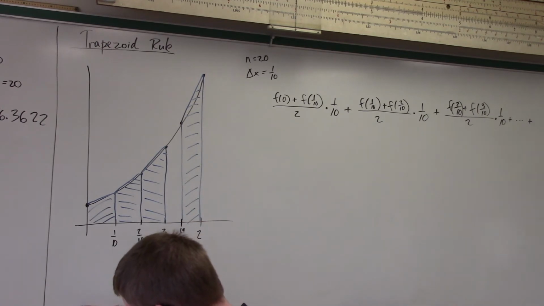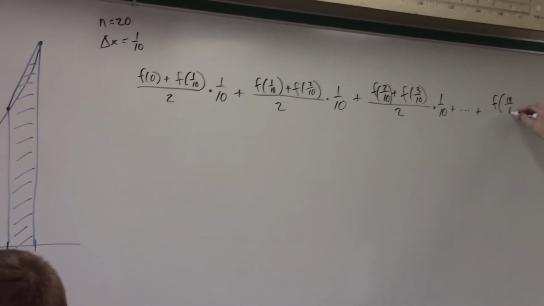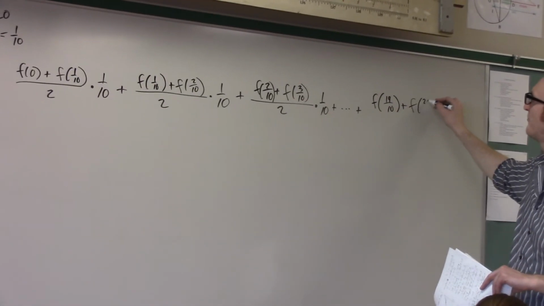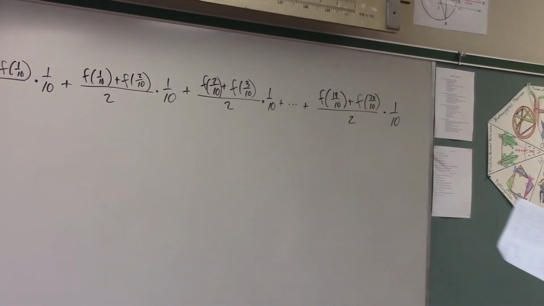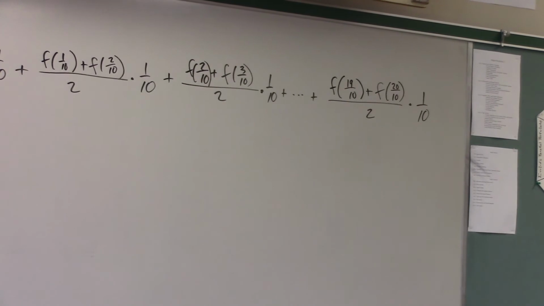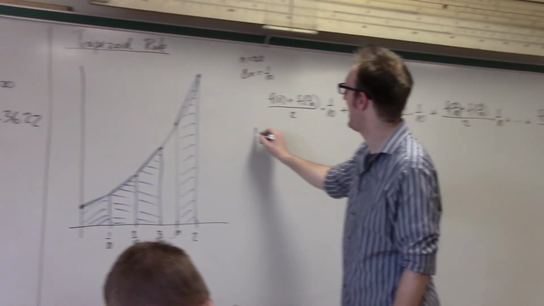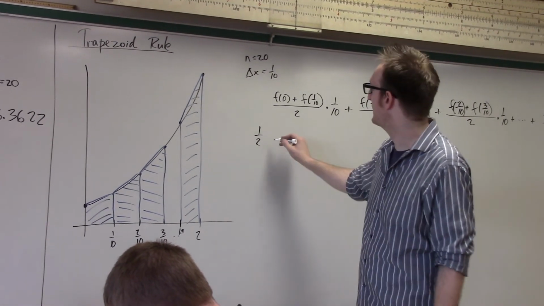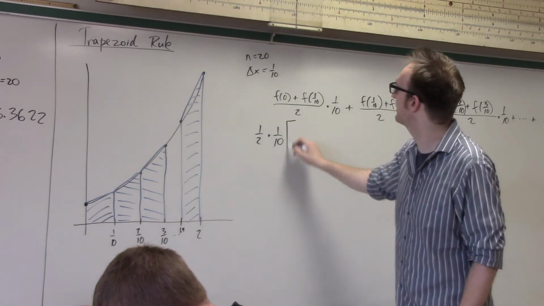The last trapezoid will be f of 19/10 plus f of 20/10, over 2, times 1/10. Okay, so I am noticing something nice here. First off, I can factor out a 1/2 because they all have a 1/2. Second of all, I can factor out a 1/10 because that's like delta x, right? And then basically what am I left with?